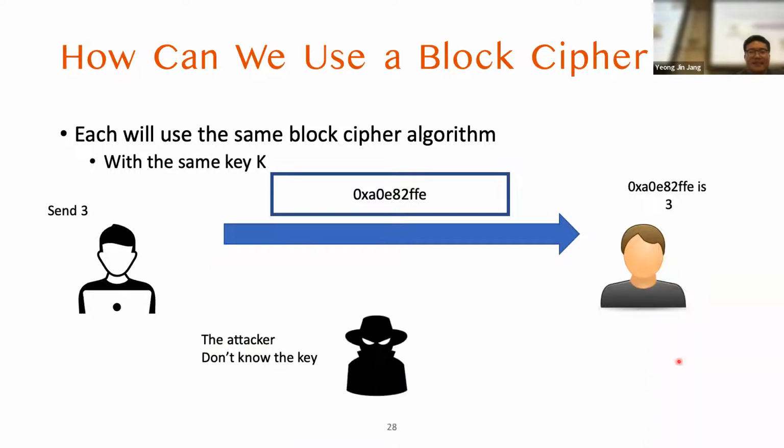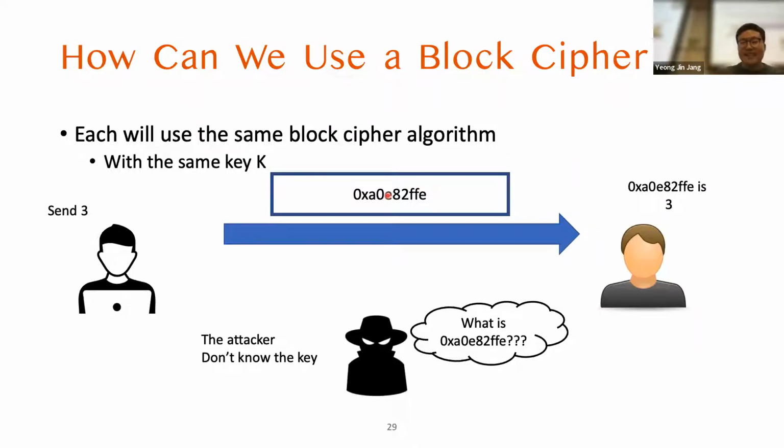And then this is the time for the attacker to come in. The attacker does not know the key. Even if they know what kind of algorithm the two parties are using, for example AES for the block cipher, because the attacker doesn't know the key, the attacker cannot decrypt the message. If the block cipher is well designed.